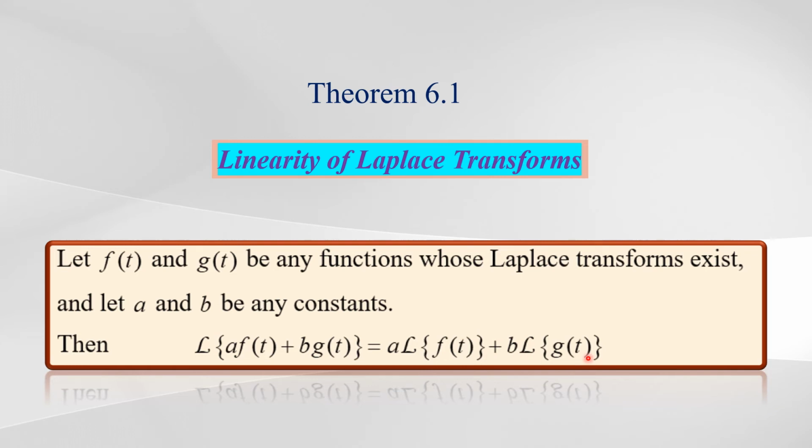So this theorem says that the Laplace transform of the sum of these two terms is equal to the sum of the Laplace transform of each term. Besides that, it also says that the Laplace transform of a constant multiplied by the given function is equal to the constant multiplied by the Laplace transform of that function.